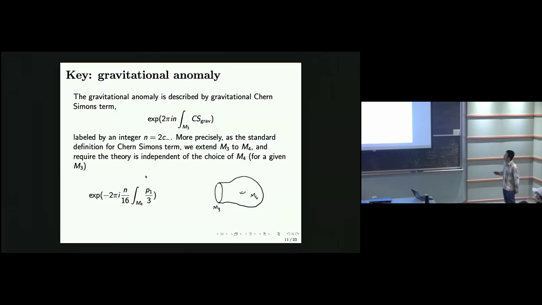So suppose now let's consider this anomaly in full action, and suppose that we assume that this M3 is a closed manifold for the moment. So there's no 2-dimensional boundary. Then how do we define this term? We define this term to be the 4-dimensional integral. We just lift it to the bulk. And we demand that the thing you get is independent of the choice of the 4-manifold.